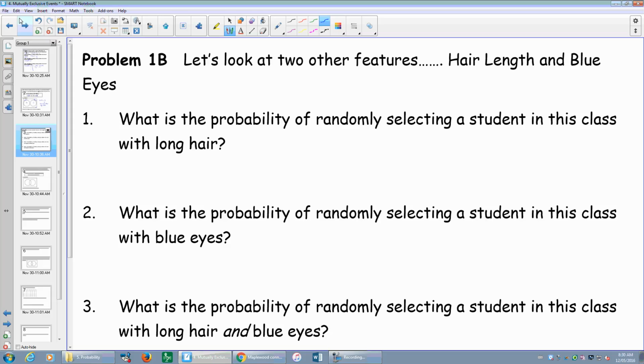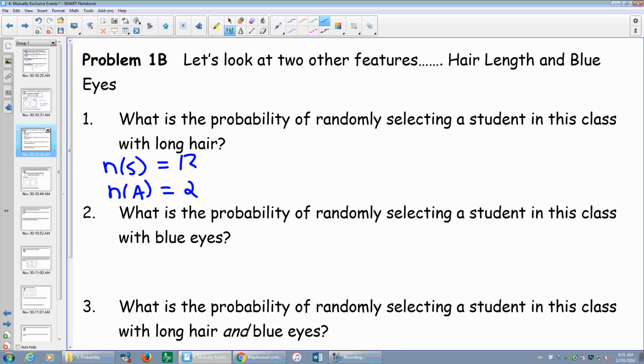So we're going to now look at 2 other features, hair length and blue eyes. What is the probability of randomly selecting a student in this class with long hair? Okay, so again, I have 12 students in this class. How many have long hair? Raise your hand if you would consider yourself having long hair. Joanna's got long hair. Spence? Okay, so we're going to say 2 students have long hair.